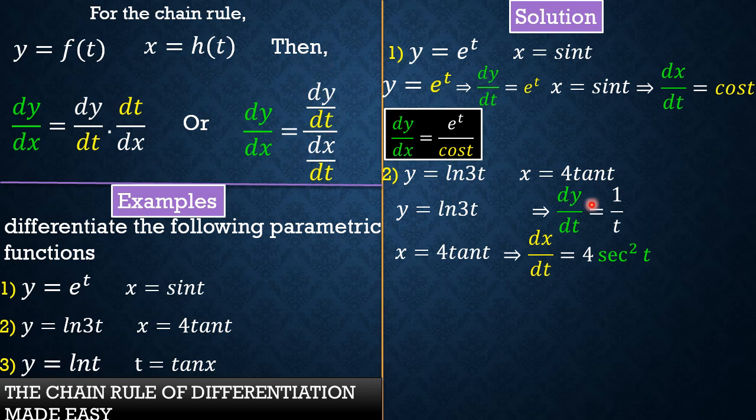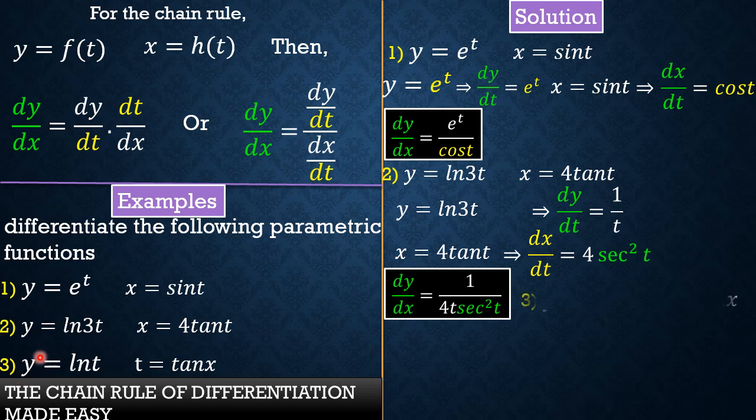dy by dt, which is 1 over t, divided by dx by dt, which is 4 sec squared t. So doing that, we are going to have dy by dx equal to just 1 over 4t sec squared t. Great. So this is the answer.